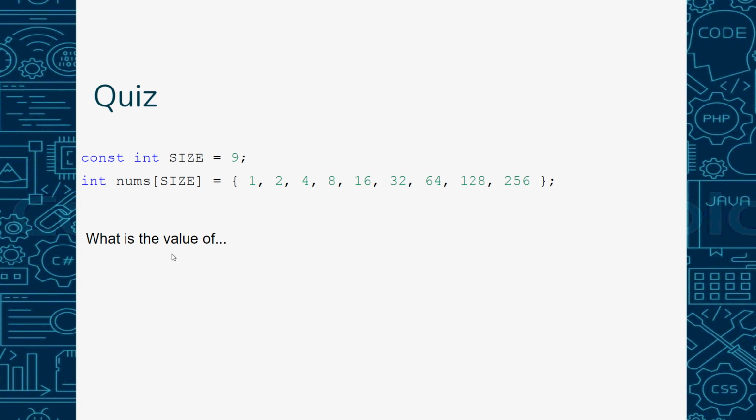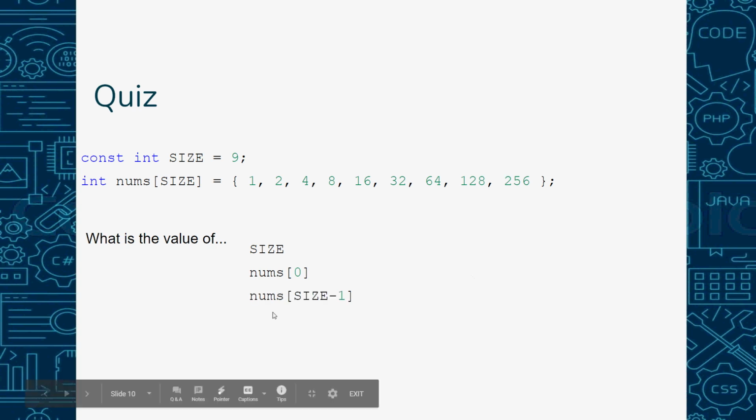Your turn. I'm going to give you the answers right after you try and guess, but try and guess what the value is. What is the value of size? That one should be an easy one. Size equals 9. So size is equal to 9. What is the value of nums of 0? Keep in mind nums is your list. Nums of 0 would be this 1 right here, the very first position in the list.